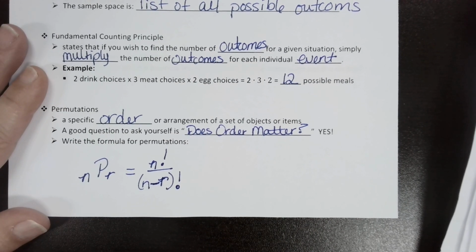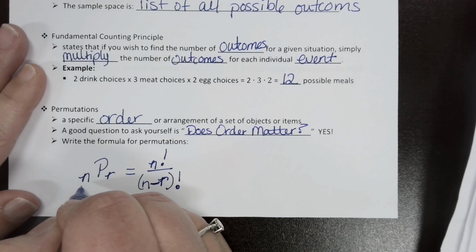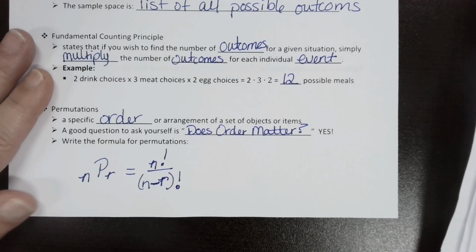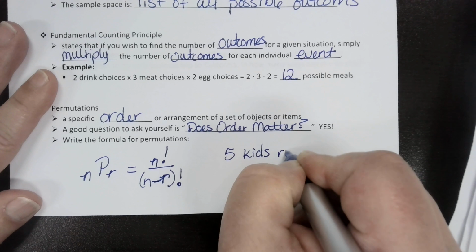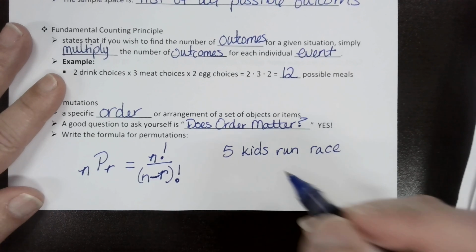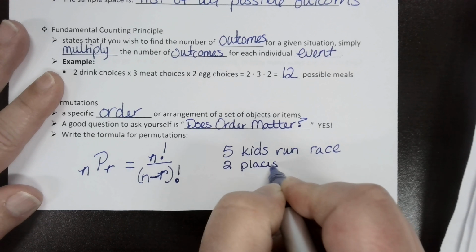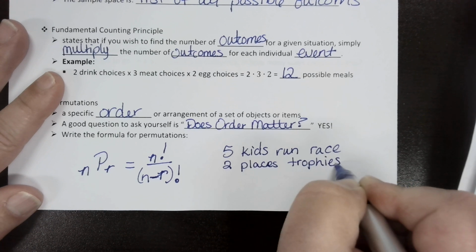Now, what we're looking at here is a permutation, okay? N is the number of objects, the total number of objects, and r is the number we're going to select. So let's say that I have 5 kids running a race, and I'm giving away trophies for 2 places, first and second. Well, how would these numbers fit in there?